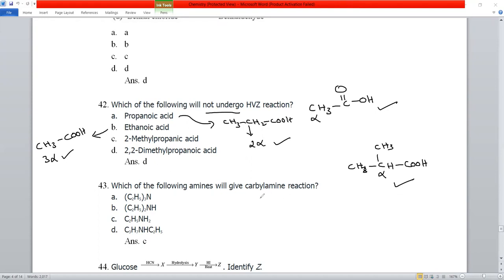Then 2,2-dimethyl propanoic acid. So option D, I'm writing the structure here, 2,2-dimethyl propanoic acid. This is the alpha carbon we have here. Alpha hydrogens are absent. So due to the absence of alpha hydrogen, it does not undergo the HVZ reaction. So option D is the correct one.